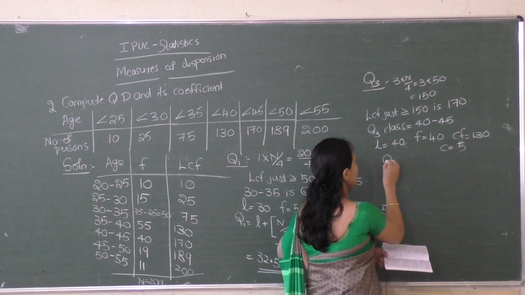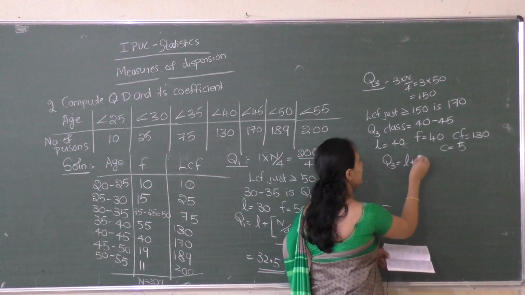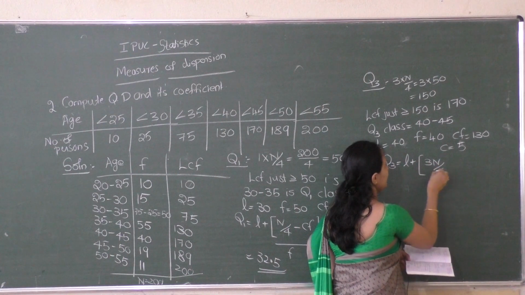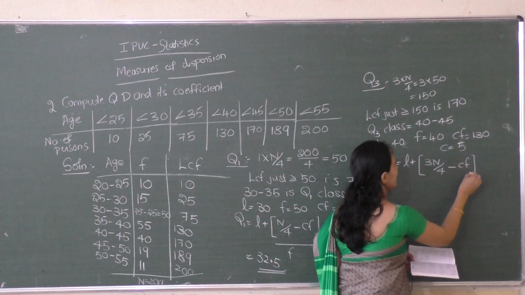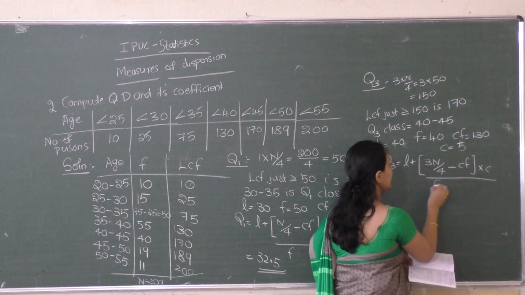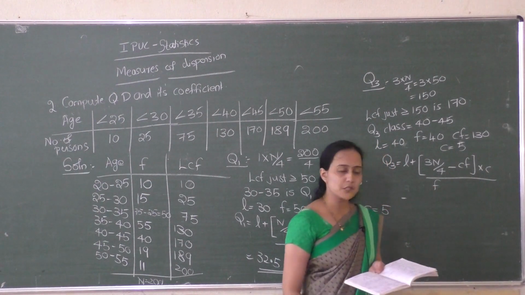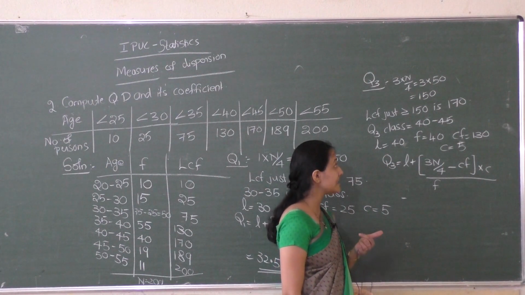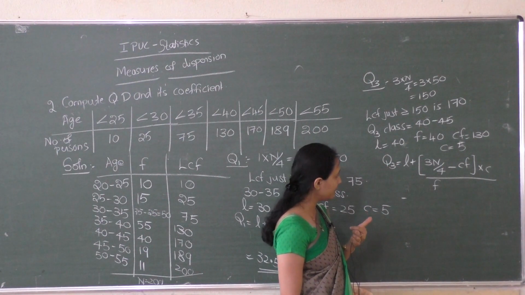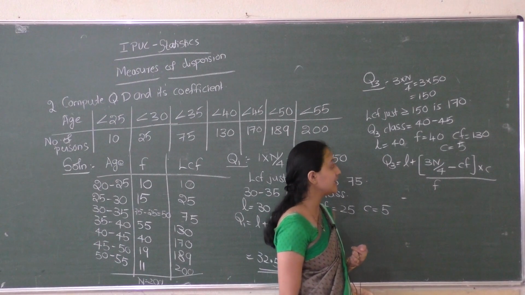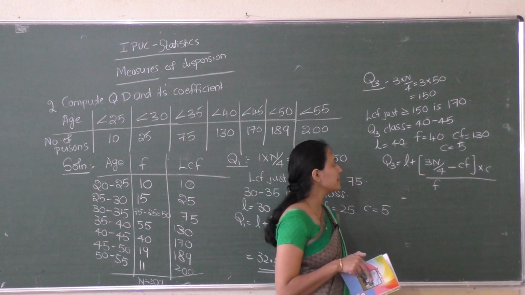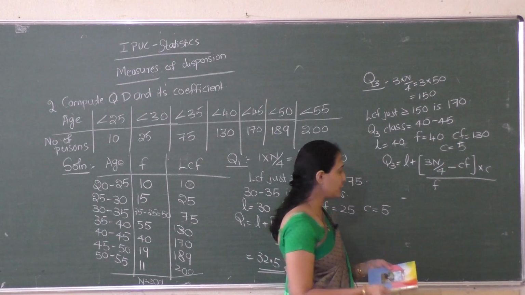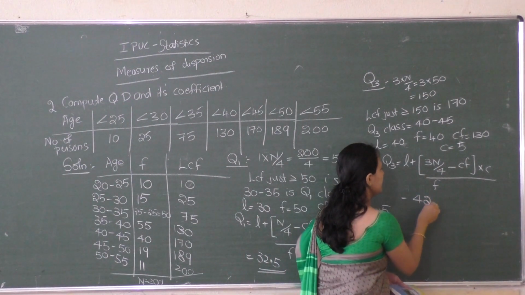Again apply the formula, Q3 equal to L plus (3N by 4 minus CF) into C divided by F. Substitute the values. L, the lower limit of the Q3 class, is 40, plus (3N by 4, 150, minus 130) into C, which is 5, divided by F, which is 40. Answer is 42.5. Hope it is clear to you.